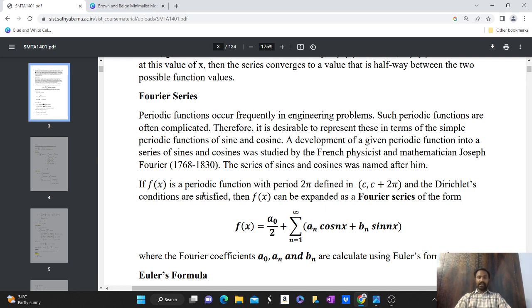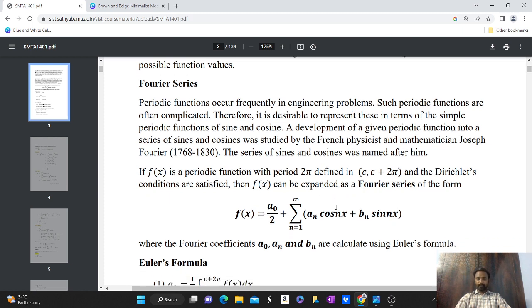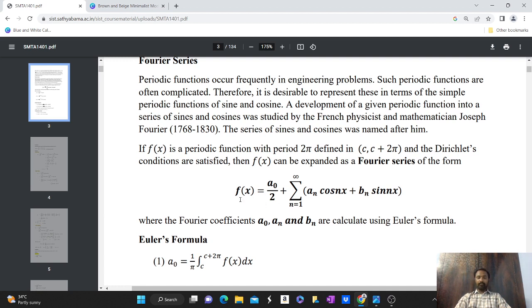If f of x is a periodic function with period 2 pi, defined on c to c plus 2 pi, and the Dirichlet conditions are satisfied, then f of x can be expanded as a Fourier series. This is the Fourier series formula: f of x equals a naught by 2 plus summation n equal to 1 to infinity of a n cos nx plus b n sin nx. Here the values a naught, a n, b n are called the Fourier coefficients.